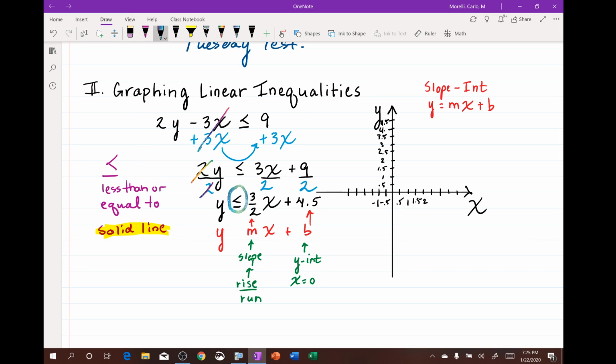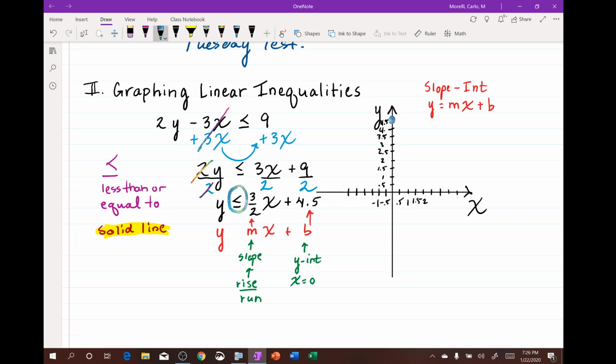So let's go to the y-intercept, which is 4.5, and we'll put a closed-in circle. And now we're going to use rise over run. Now, the way I've drawn this graph, it's going to be much easier to go in the reverse direction. So instead of going rise 3, run 2, I'll go the other way. I'll go down 3, over 2 to the left.